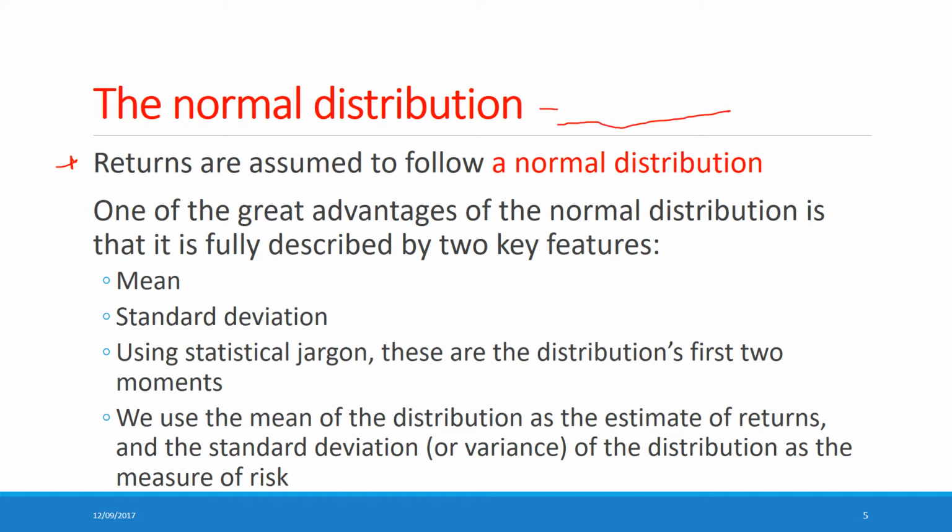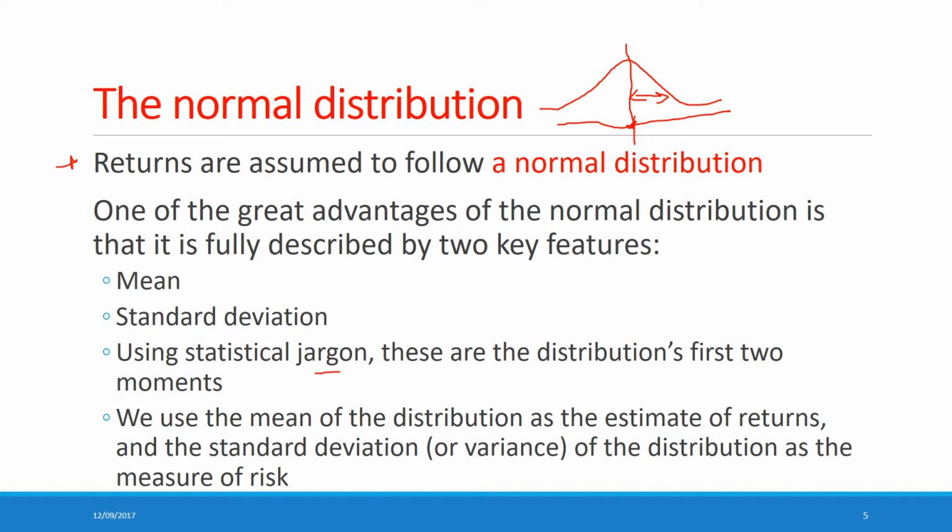So with a normal distribution, it looks like a bell shape where the whole distribution could be described by only two things, right? The mean, which is here, and the standard deviation, which is how dispersed the distribution is. In statistical jargon, the mean and the standard deviation are the first two moments of a distribution.